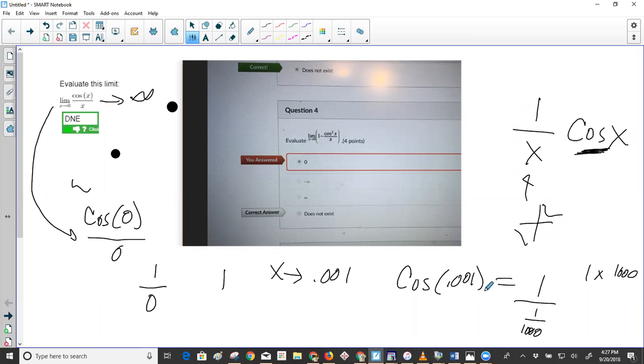So this is why they're saying it doesn't exist, because as you approach it from the left, it goes to negative infinity. As you approach it from the right, it goes to positive infinity. Not the same value. But it's going to infinity. So either way, it doesn't exist. It's just sometimes they talk about it differently. Okay, so that's that problem.